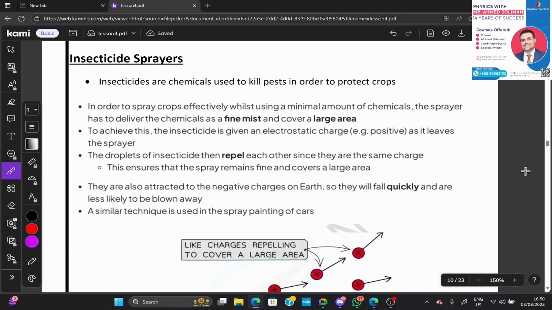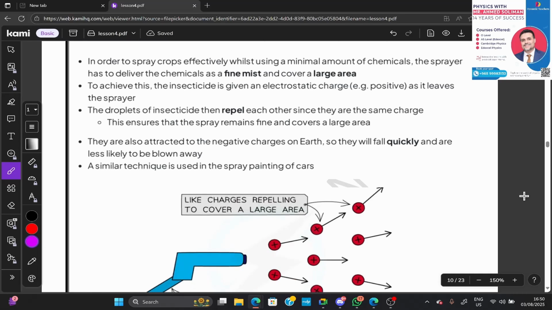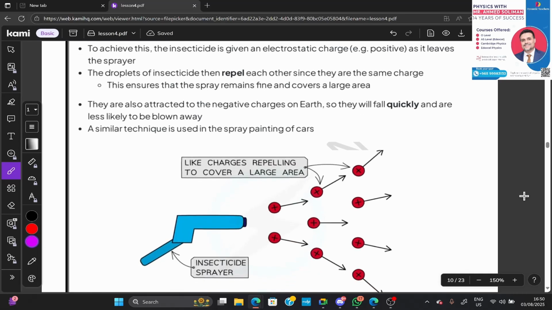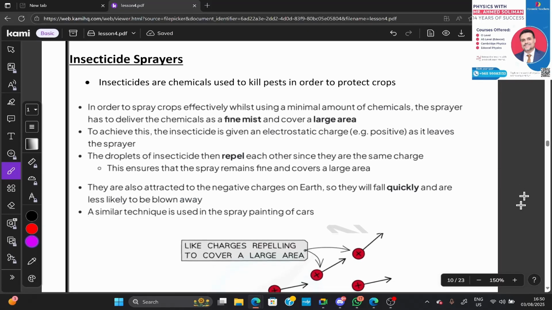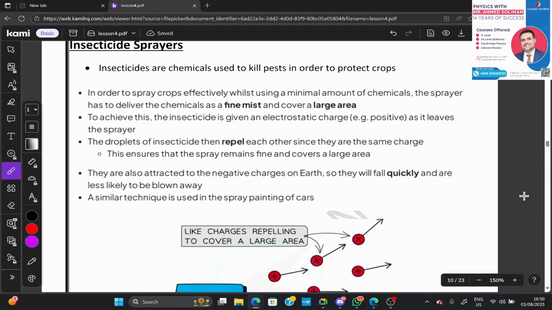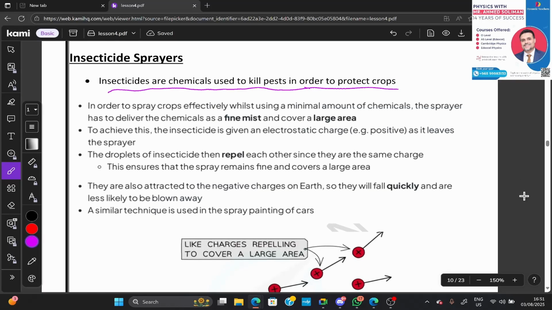Now, insecticide sprayer. Also, sometimes he will ask you about this. Because as you know, when we use a sprayer, the liquid is moving, spreading out like this, like when painting, for example, when painting a car. So insecticides are chemicals used to kill pests in order to protect crops. Okay, now to make the insecticide spread out and cover a large area, we need to use what? A sprayer.